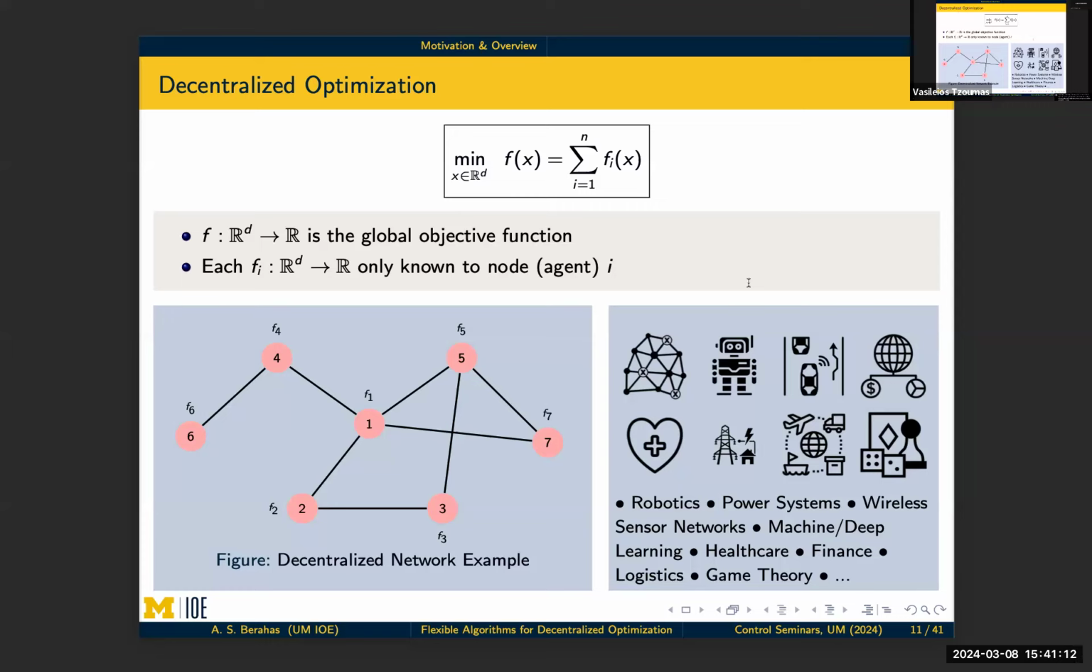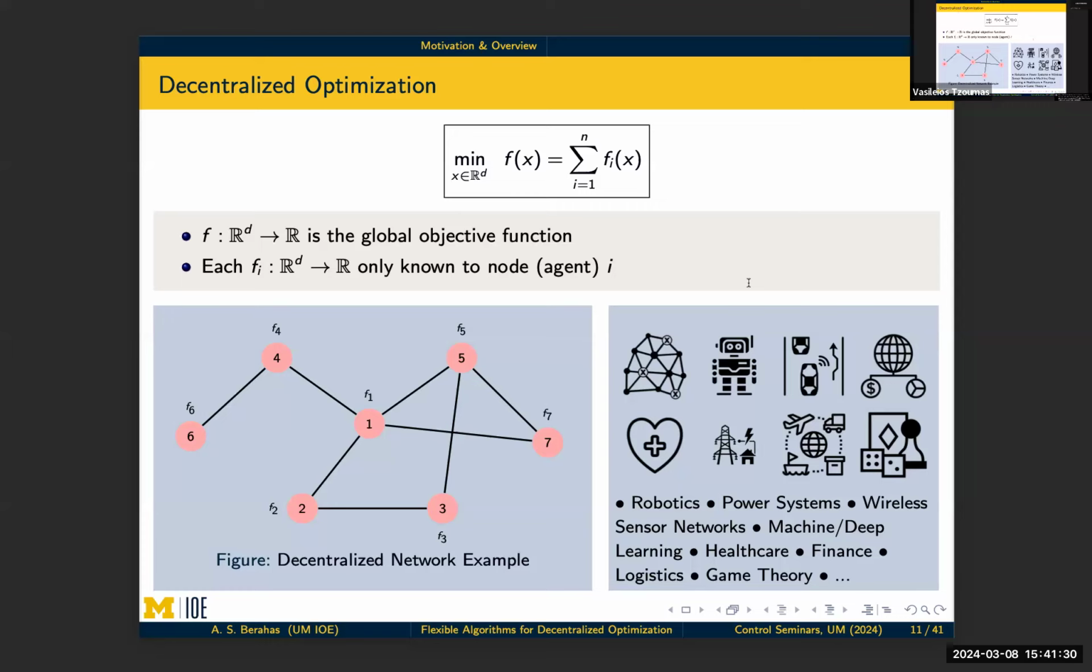Okay. So our objective function is d-dimensional, so it goes from R^d to R, and then each of these component functions that we have, known only to each agent i, is also a function that goes from R^d to R. Okay. Why do I care about decentralized optimization?